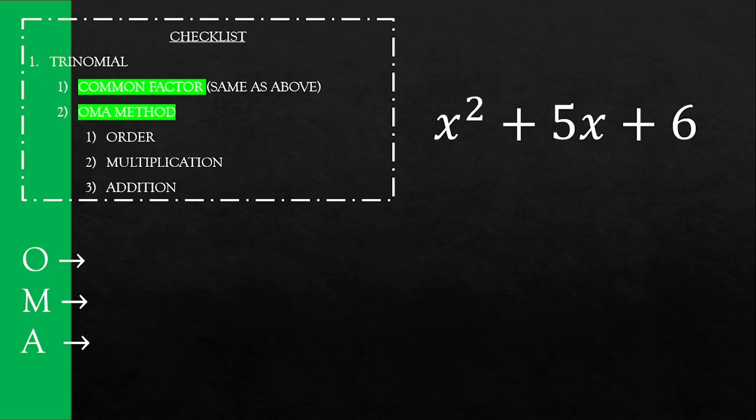So let's look at a very basic one. We're looking at x squared plus 5x plus 6. Now, O stands for order. We need to make sure that this is in descending order of power. Now, because this is a very basic one, you can pick up straight away that it already is in descending order of power. We've got our 2, our 1, and our x to the 0, as well as we have our a being 1. So there's no need for us to take out a common factor, but let's just take a look.